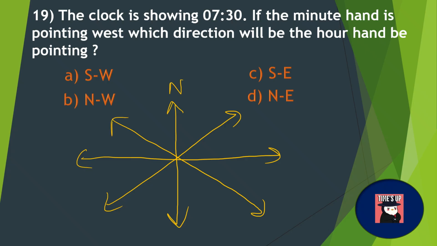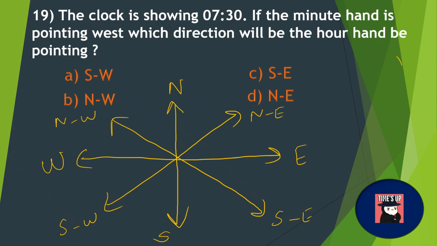This is north, this is south, west, east, northeast, southeast, northwest, southwest. Correct? Now, what is the time they are saying?